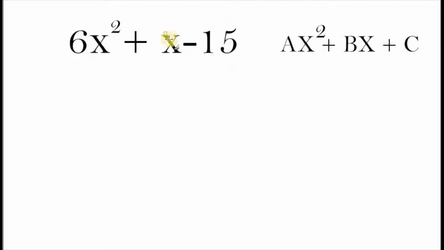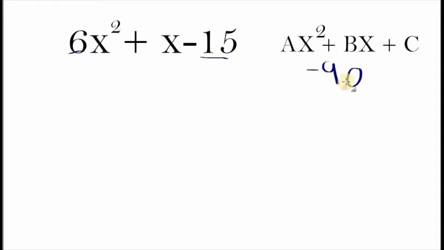So the AC method, we're going to take A, which will be this number, times C. So when you multiply them together, you should get negative 90. Now, if it's a positive or negative, it won't matter too much yet. But since it's a negative, we'll know that we'll have to have a negative number in there.